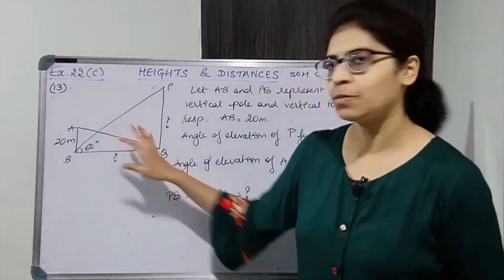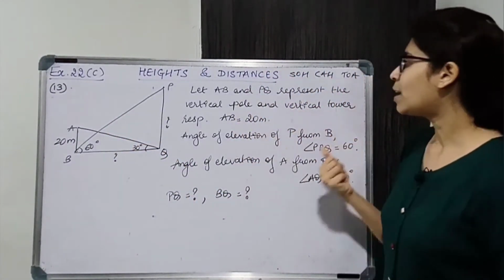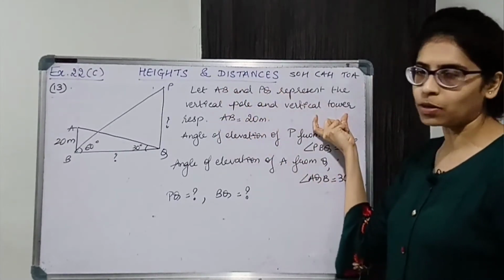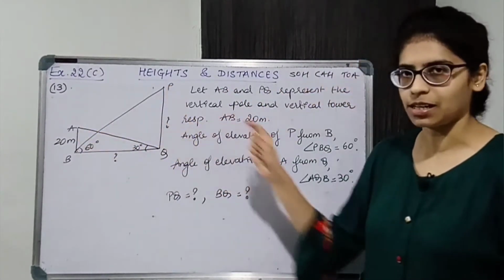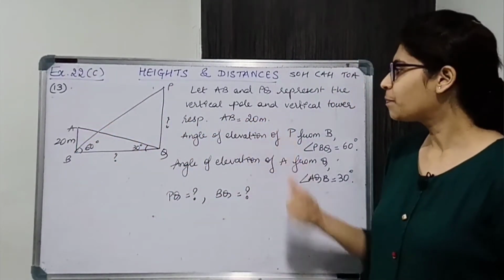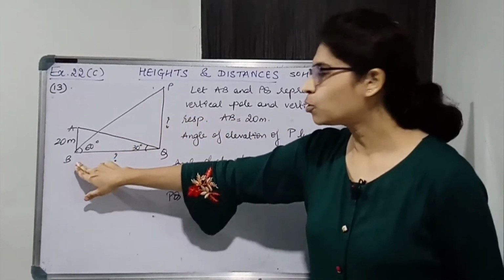So the diagram will be somewhat like this. AB and PQ represent the vertical pole and vertical tower respectively. So AB is the vertical pole, PQ is the vertical tower. This is the pole, this is the tower. The height of the pole we know, so AB is 20 meters. Angle of elevation of P, that is the top of the tower, from the foot of the pole.